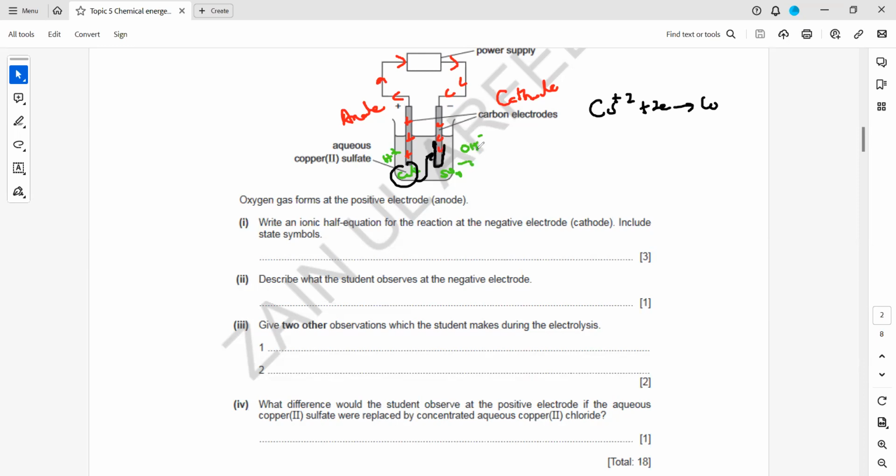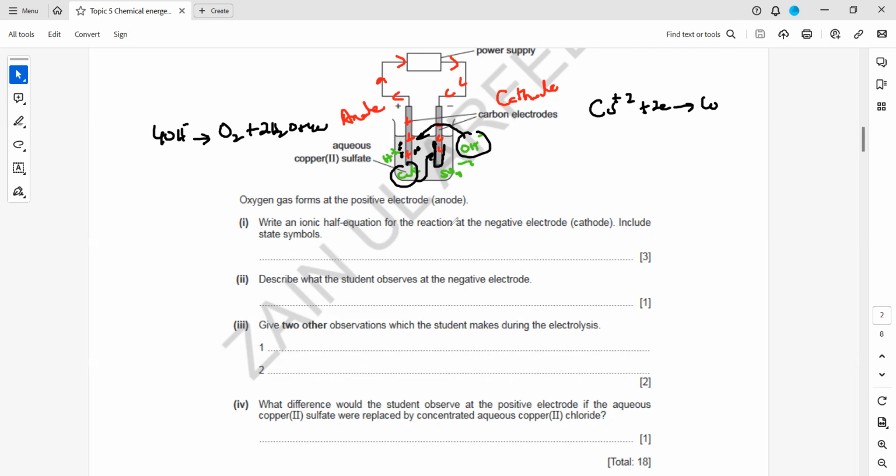For negative ions, sulfate, nitrate, carbonate never move, so hydroxide will move there. Whenever four hydroxide ions move there, they will give oxygen and two water molecules plus 4e. As a result, there will be bubbles seen at the anode. So at the cathode copper will move, at the anode hydroxide ion will move.